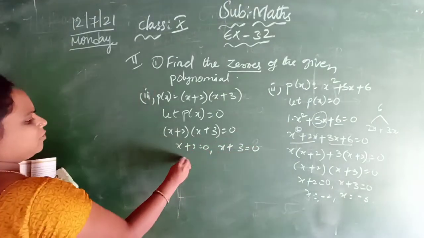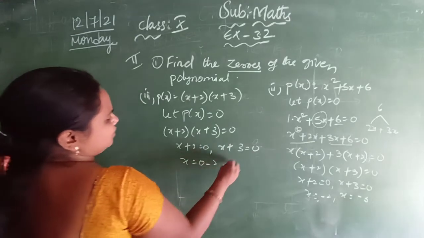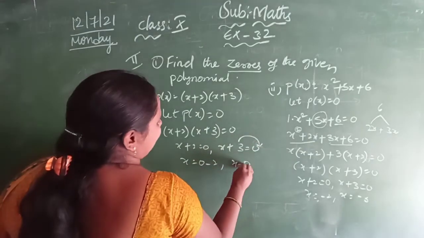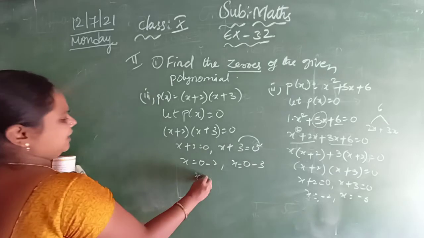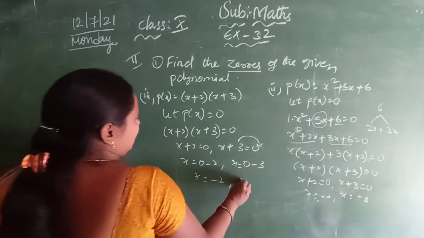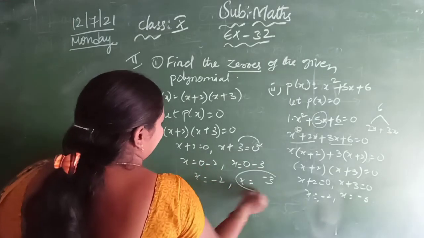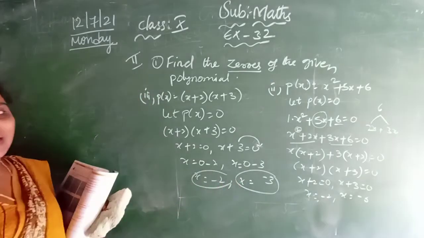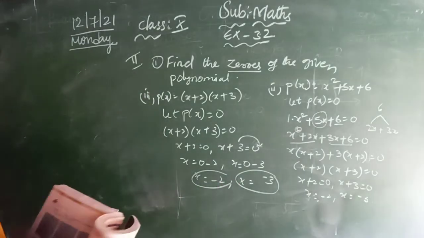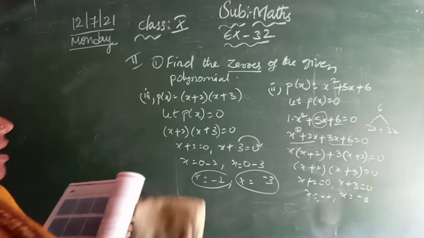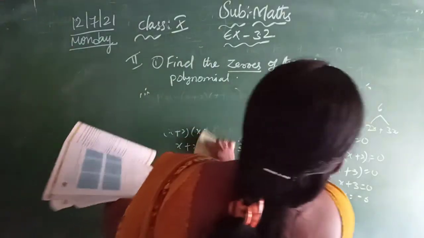From this, plus 2 goes to the other side and becomes 0 minus 2. Plus 3 I am transposing here as well: 0 minus 3. So x equals 0 minus 2, which is minus 2, and 0 minus 3 is minus 3. So the x values are minus 2 and minus 3.